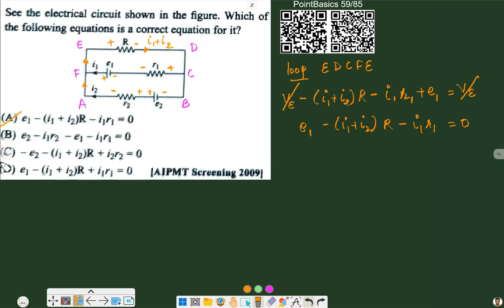Now let's also write equations for the other parts, to see if some other equation matches or not.